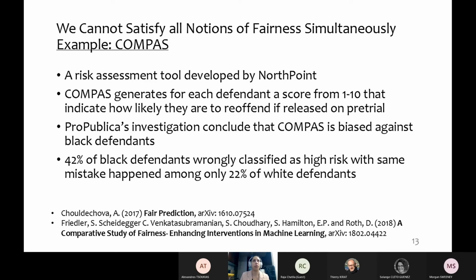In 2016 there was a big story in the US where the ProPublica news outlet conducted an investigation that showed that COMPAS is biased. According to the data they collected from a county in Florida, they followed the defendants for 2 years after they had been released. And they showed that 42% of Black defendants were classified as high risk, even though they did not recidivate. This mistake happened for only 22% of white defendants. So the algorithm was classifying Black defendants as risky twice as much as it did for white defendants. And I have to highlight that these people were wrongfully classified as risky; they did not recidivate.